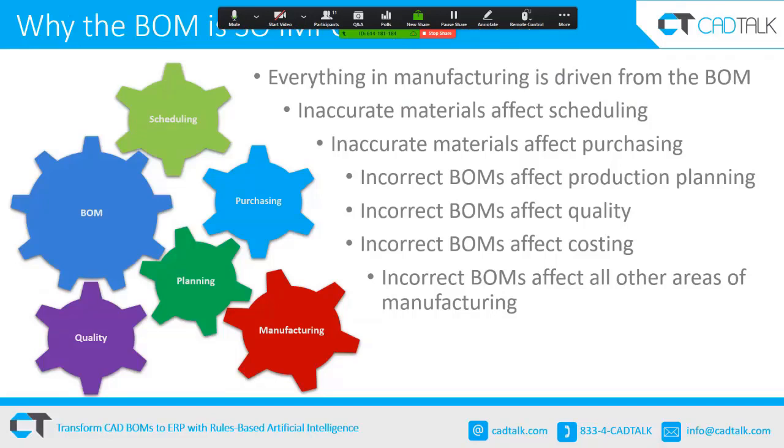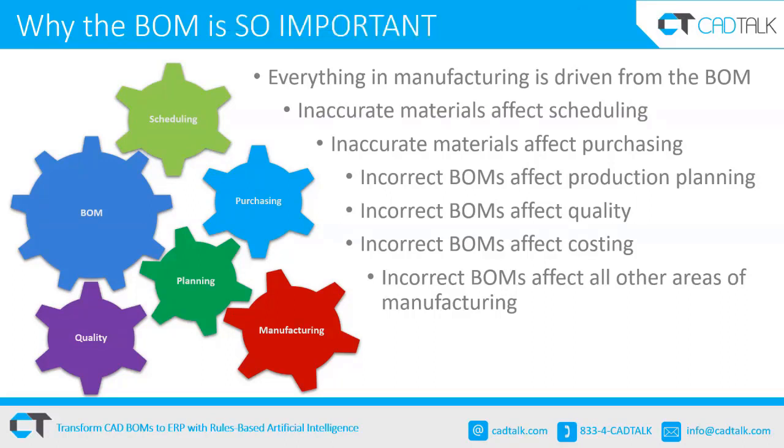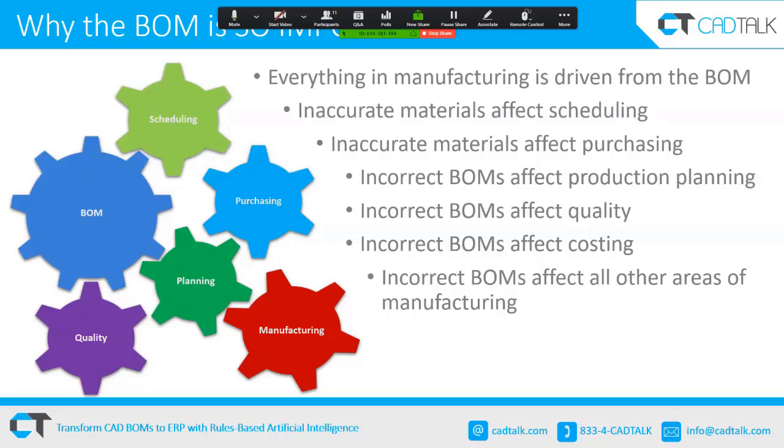So why is the bill of material so important? It's because everything in manufacturing is driven from the bill of material. If you have an incorrect bill of material, you're going to have incorrect materials affecting scheduling. You don't know when they're going to get there. You don't know what you need. You're going to start production. You're going to have the wrong parts.